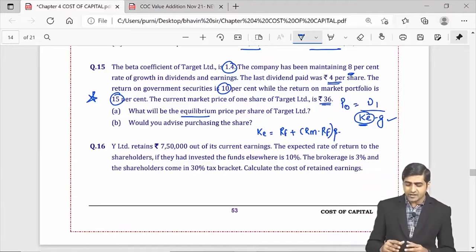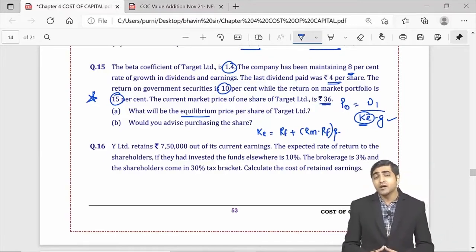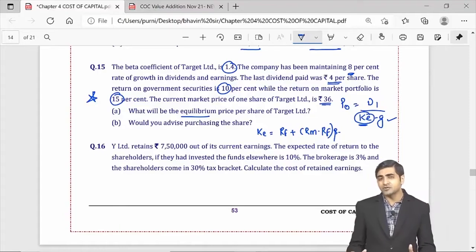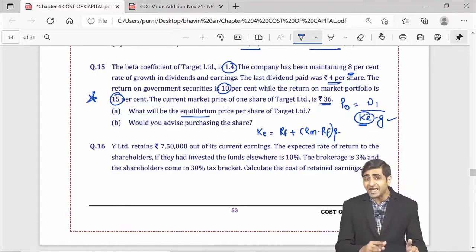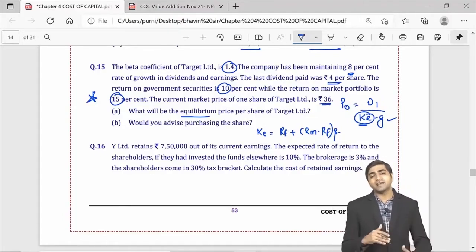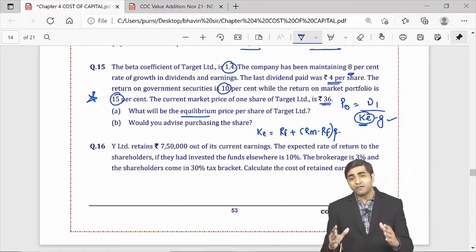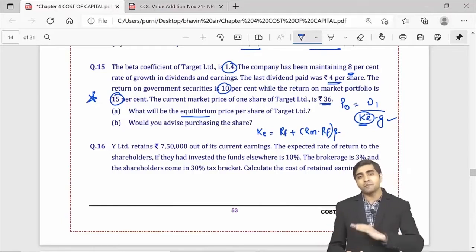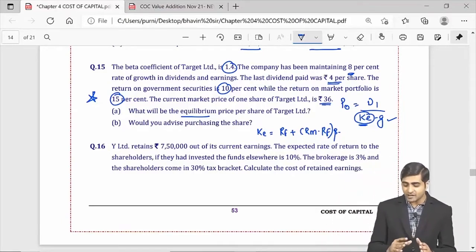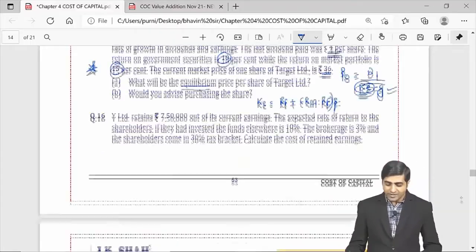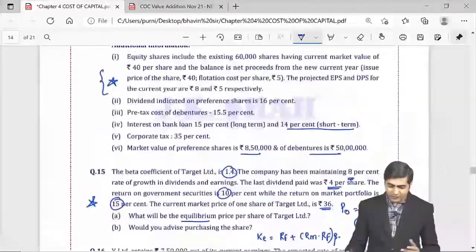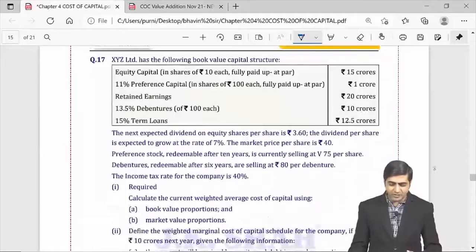Okay. So guys, accordingly, first we have to calculate the P0 equilibrium price using Gordon's model, but your K is not given to you. However, data regarding your K is available with the help of CAPM. We can calculate your K, then find out the value of the share and compare that with the actual market price to check whether investment should be made or not. Question number 16, my dear students, even if you don't do it from the examination perspective, it's okay.